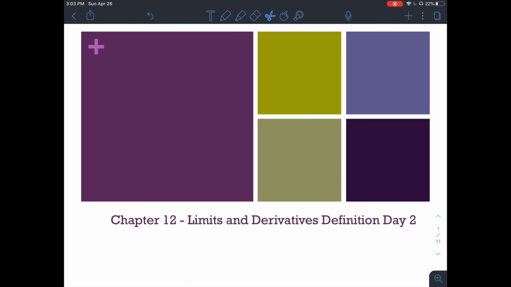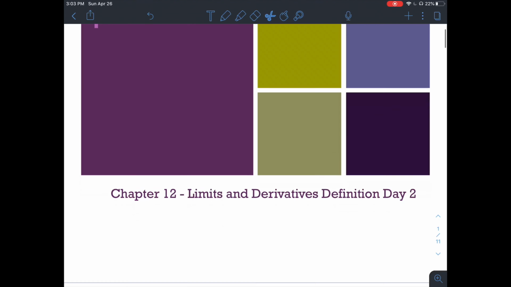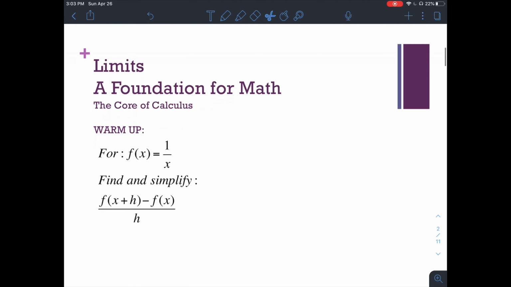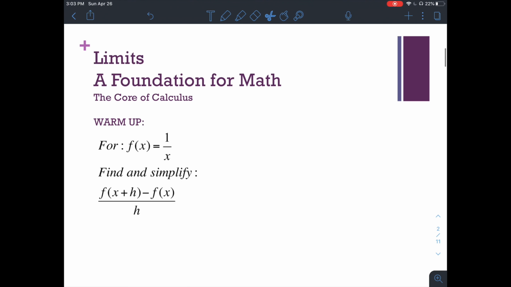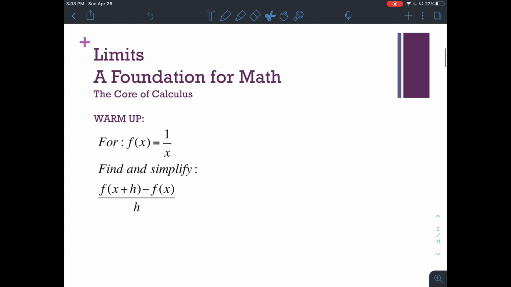Today we are continuing our discussion in Chapter 12, Section 2, Limits, and the limit definition of a derivative. Before we get too far into that, we're just going to do this difference quotient here. We're going to evaluate and simplify the difference quotient for our function f of x equals 1 over x.